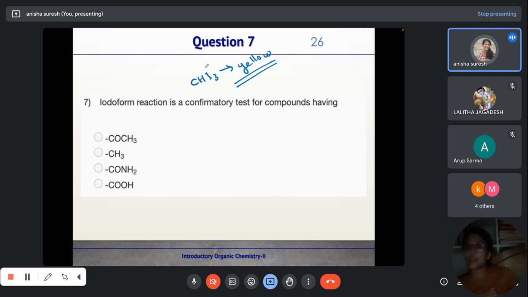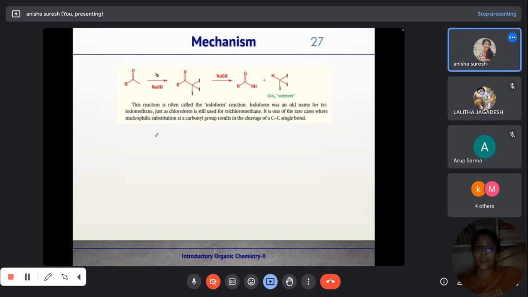We have seen in the summary when we were discussing. So which is that compound? Ketone. Yeah, COCH3 is used for confirmatory test of methyl ketones. So it was previously used, this iodoform, which is an older name for triiodomethane. So it is used for identifying the presence of methyl ketones in the system.